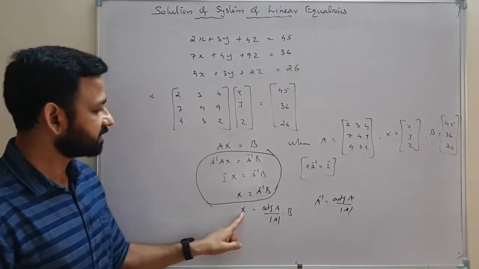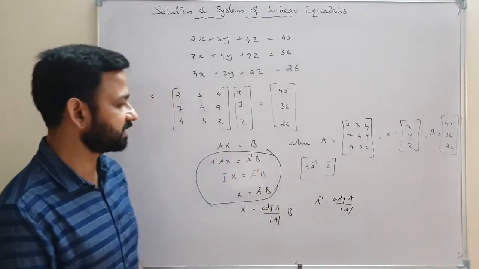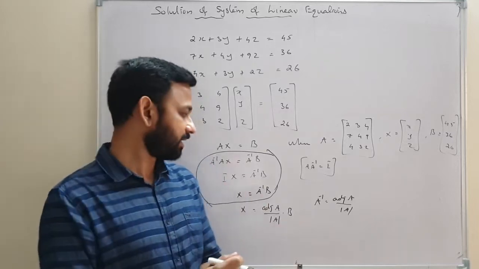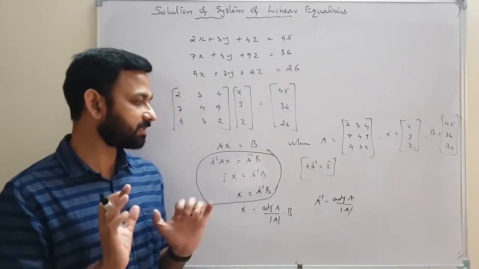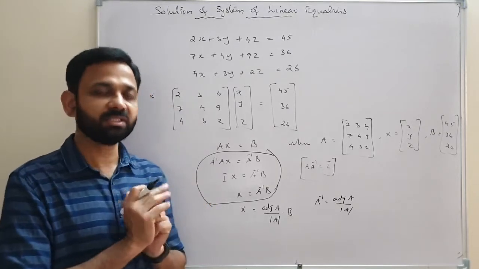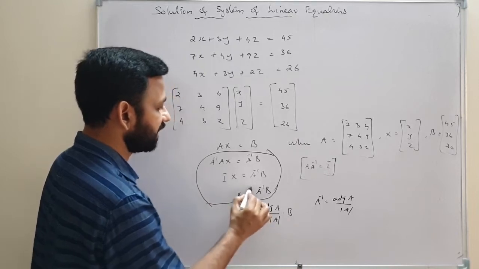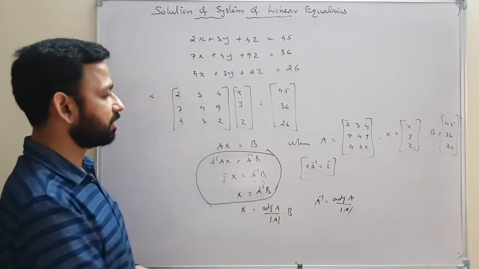So here X is equal to A inverse into B. So we will find A inverse. First, A inverse is adjoint A divided by determinant. Adjoint of A we can find, we already learned in the previous video. Adjoint A is the transpose of the cofactor matrix, then divided by determinant A. So we will get another matrix here. A inverse is a matrix. That matrix into B, we will get a column matrix.